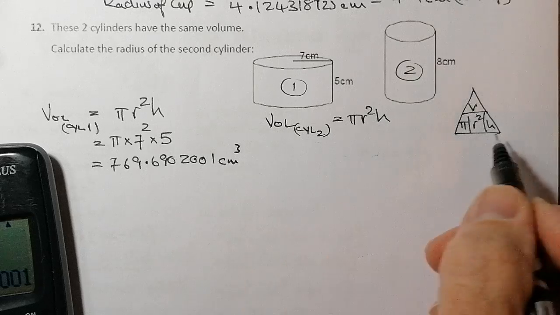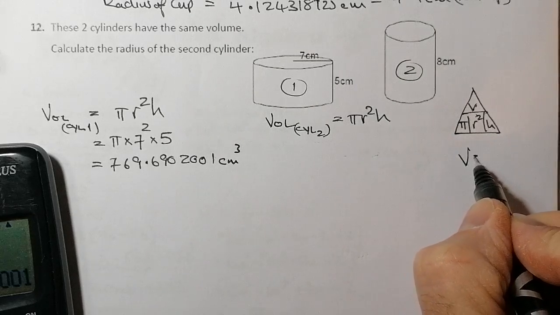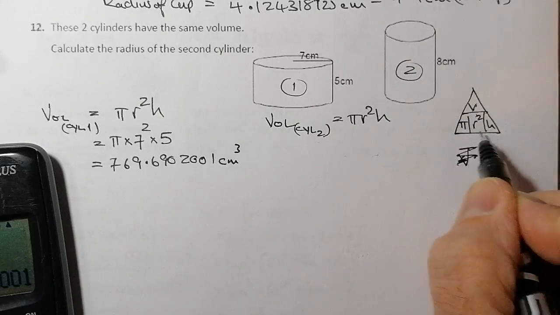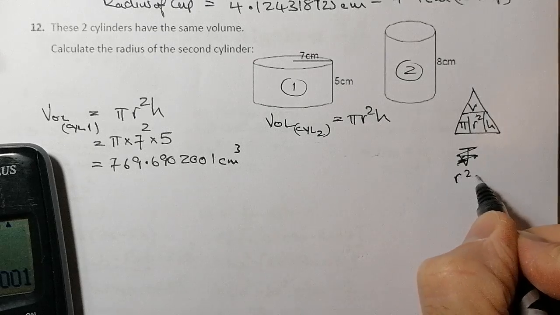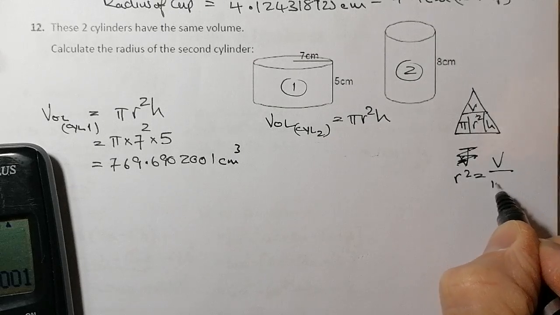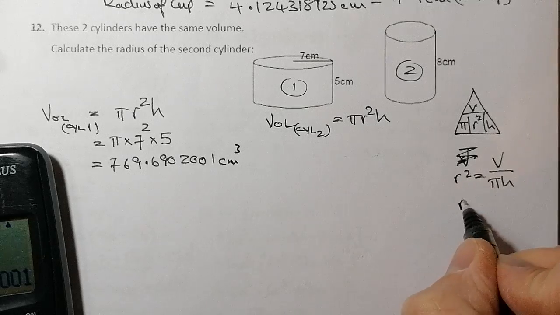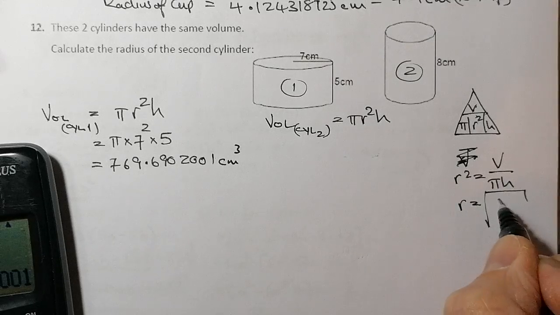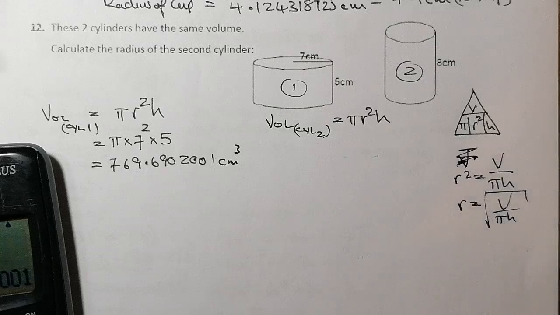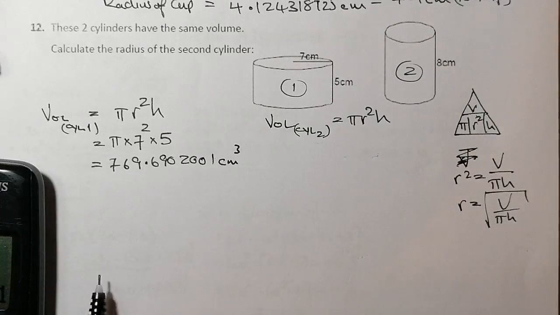So what we'd have is, sorry, we're working out r squared. So r squared is equal to v all over pi h. If I wanted to work that out properly, I'd take the square root of it, with pi h on the bottom there. Or what I can do is just the usual process.